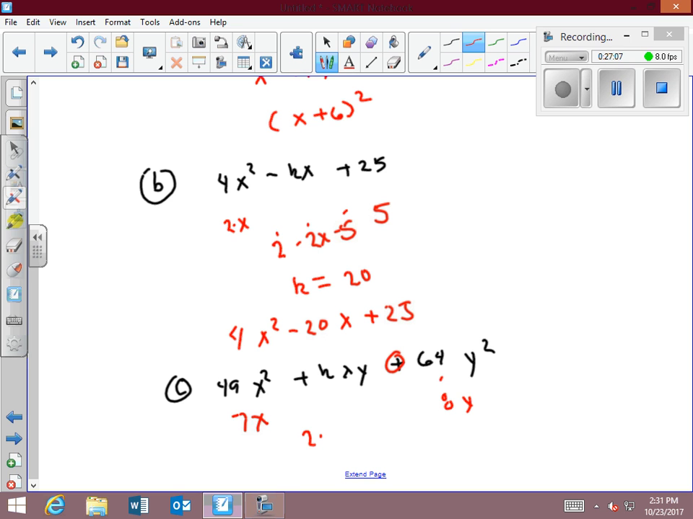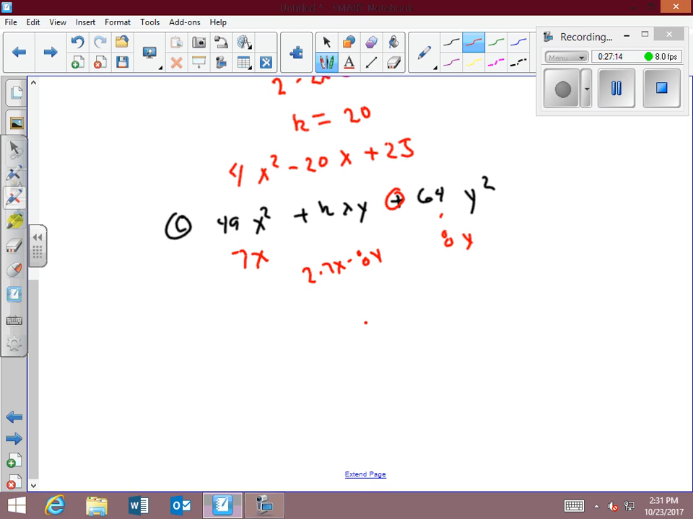Well, it's got to be 2 times the first term times the trailing term. So k would have to be what? 2 times 7, 14 times 8, 112. So if this were 49x squared plus 112xy plus 64y squared, then it would be 7x plus 8y, quantity squared. And that's the way you want to start looking at things when you're starting to factor, because it's so much quicker and faster than trial and error.